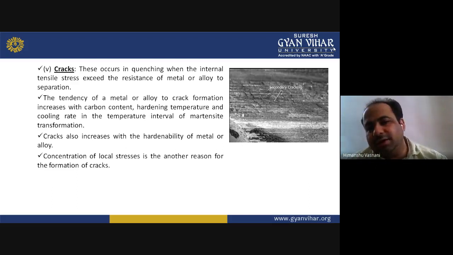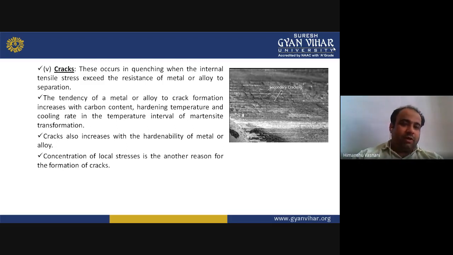Cracks will occur in quenching when the internal tensile stress exceeds the resistance of the metal or alloy to separation. The tendency of a metal or alloy to crack formation increases with carbon content, hardening temperature and cooling rate in the temperature interval of martensite transformation. It also increases with the hardenability of the metal or alloy.